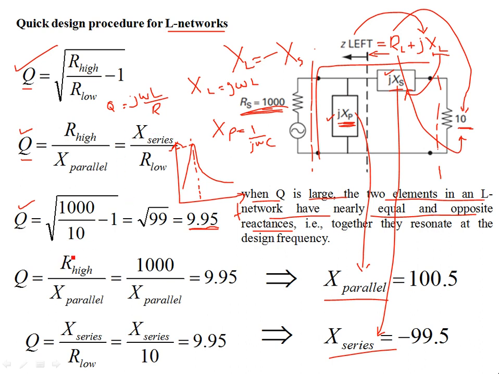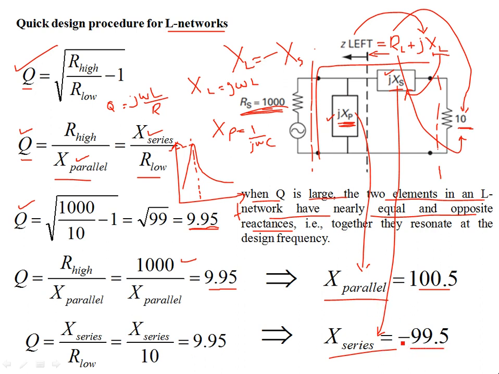Then, using these two expressions, you can evaluate X parallel, the shunt part, and the series reactive part, X series. For example, over here in this case, you have R_S equal to 1000. The 1000 over X parallel is your 9.95. That's the Q that is set from the source and load impedance. Okay, that is set. So you can find X parallel as 100.5 and X series as minus 99.5.